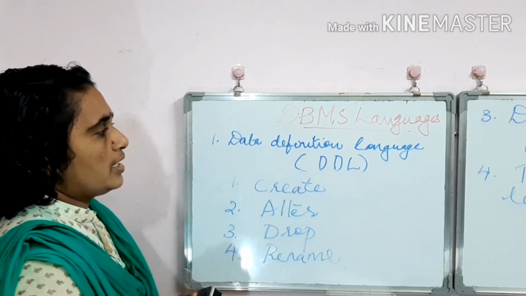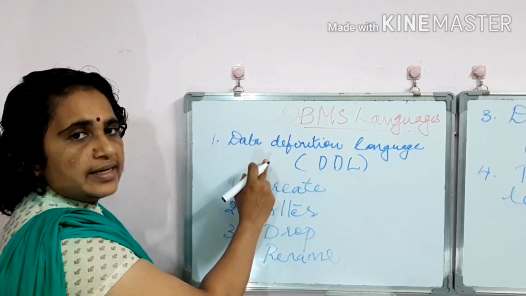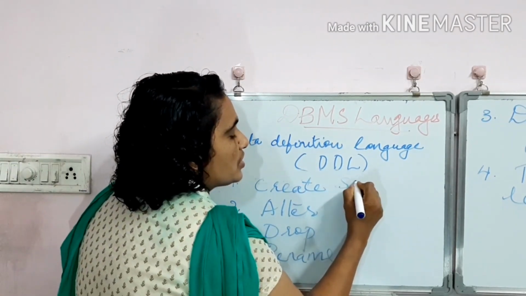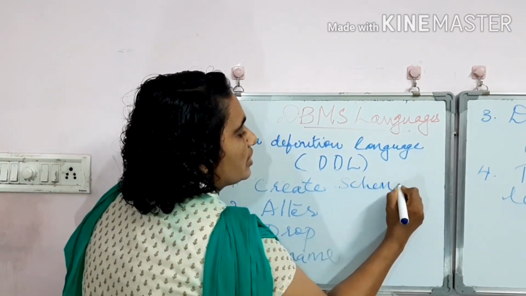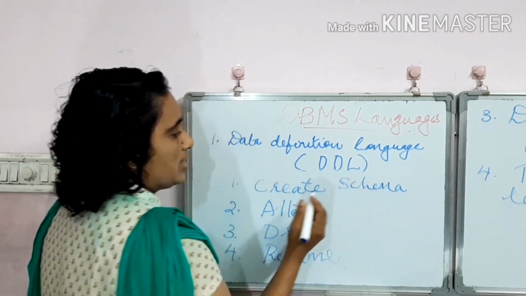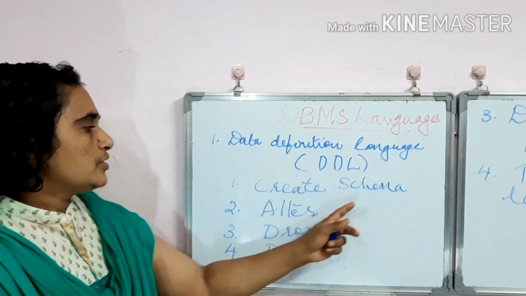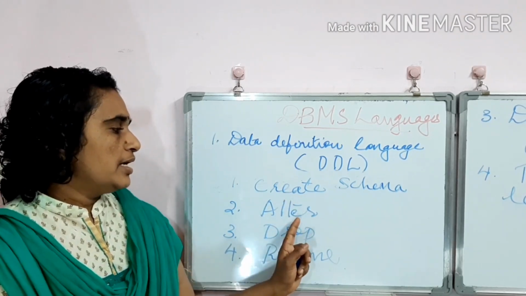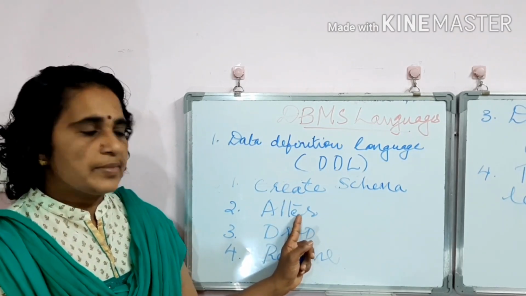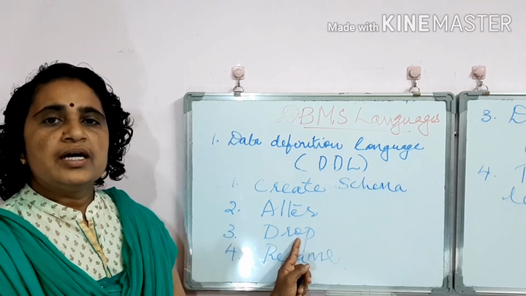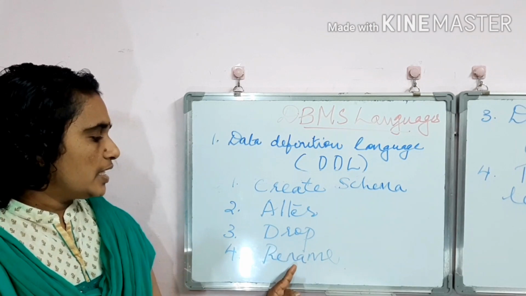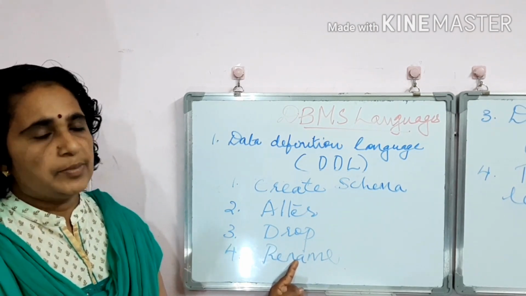So, once again I will say that the data definition language is used to define the schema of the database. The schema of the database can be created by using the create table command. It can be altered by using alter command. Next, we can remove the schema by using the drop command. We can rename the schema by using the rename command.